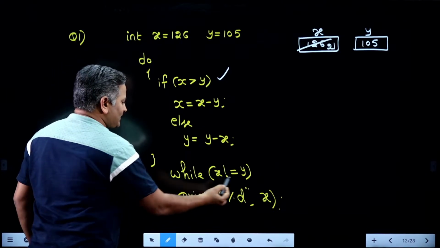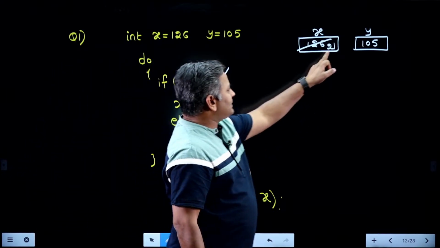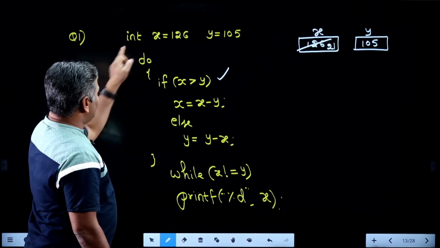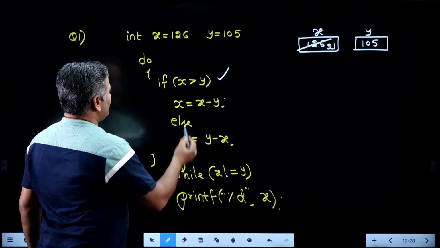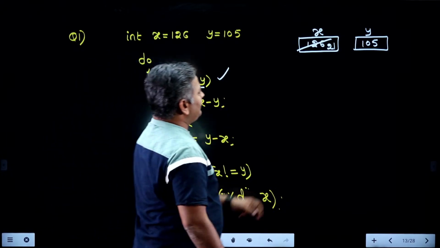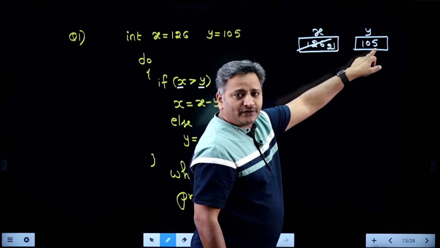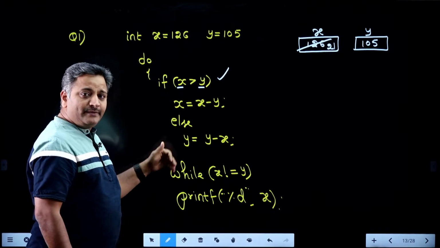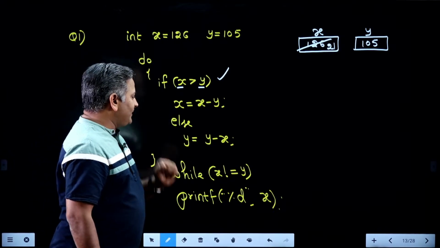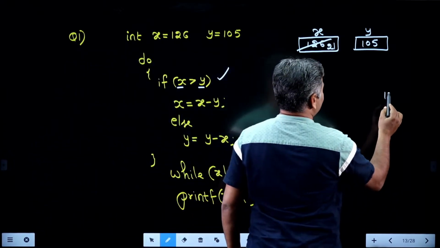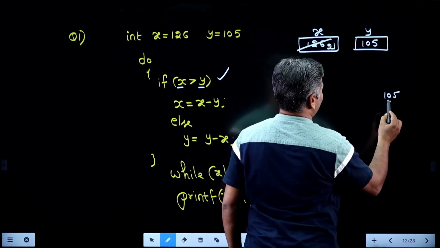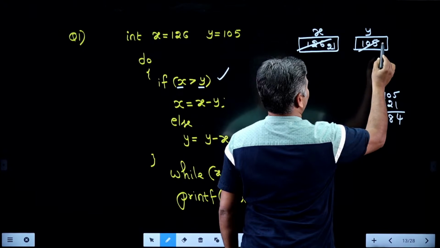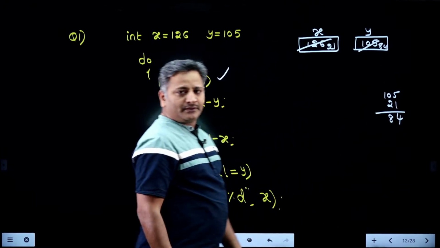Afterwards, again check while x not equal to y. Clearly x is not equal to y, so the condition is satisfied and you have to repeat the do-while loop. Now check x greater than y: x is 21 and y is 105, so this condition fails. Then the else part will be executed, y equal to y minus x. So y is 105 and x is 21, and the result is 84. So y is updated to 84.